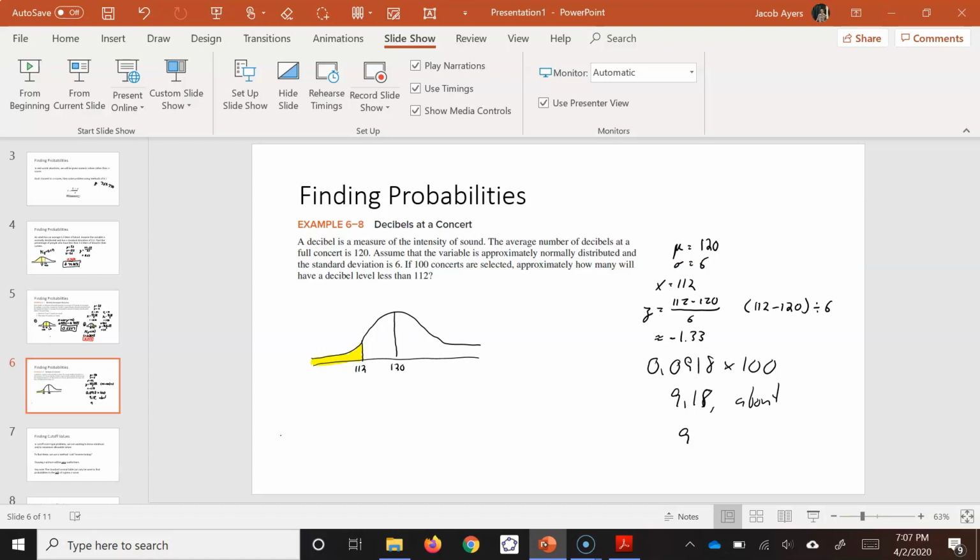Which is about 9 concerts, I guess, is the context here. So about 9 concerts. We wouldn't say, as mathematicians, oh, at 9.18 out of the 100 concerts. It doesn't make sense in a real-world context. So we rounded down to 9 is where we expect it. Let's see. With that, I think we're ready to look at cutoff values.